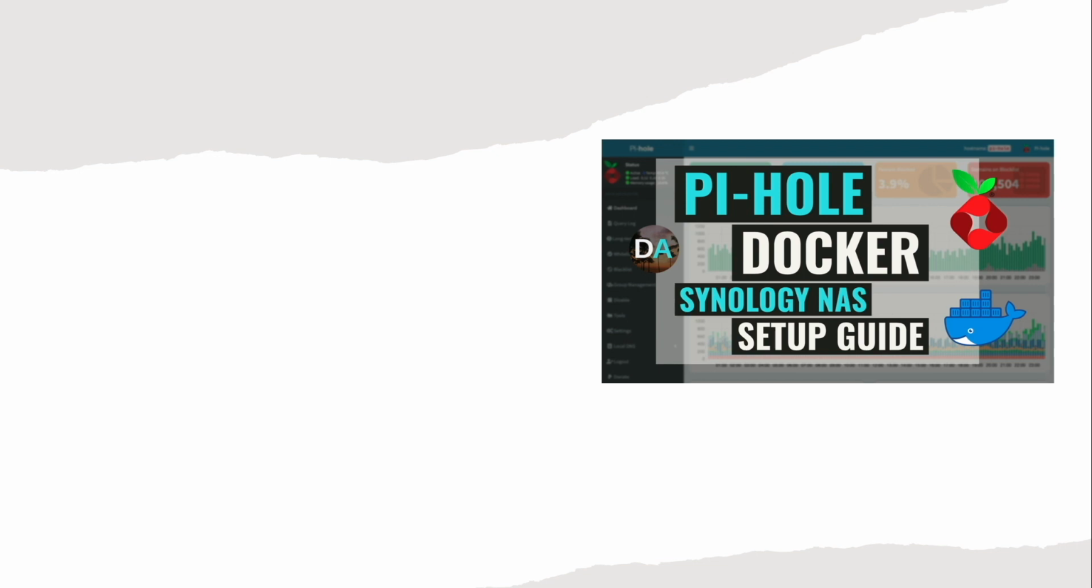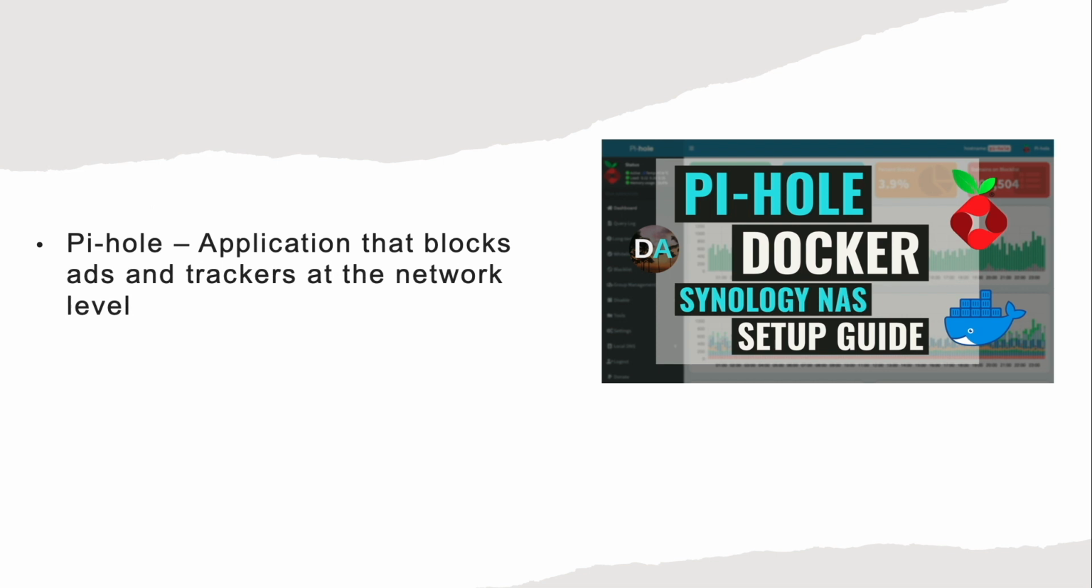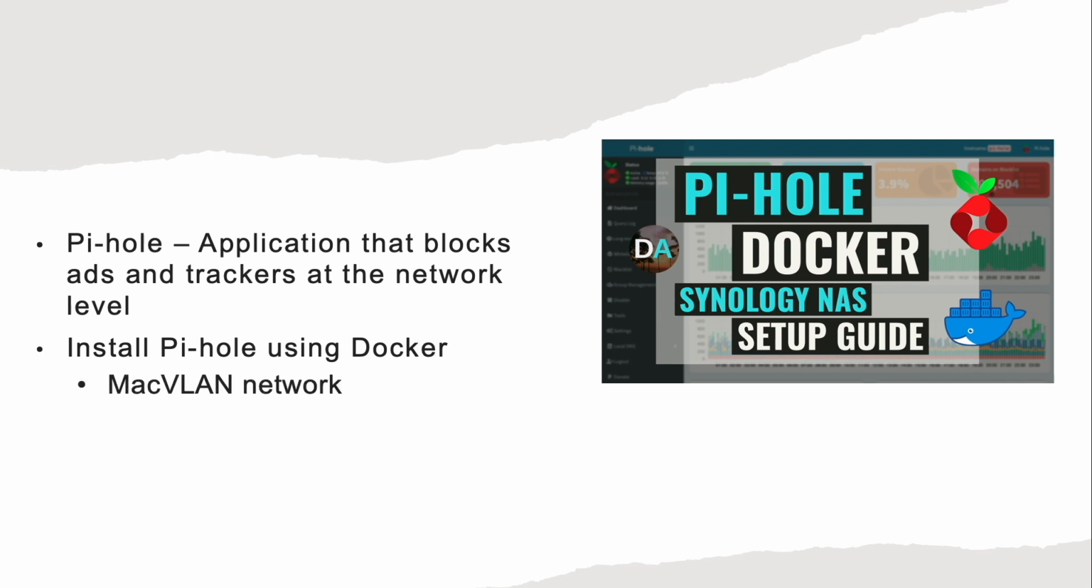In this video, I'll go over setting up Pi-hole on a Synology NAS. Pi-hole is an application that blocks advertisement and internet trackers at the network level and can be installed in a few different ways. For this video, I'll be using Docker, specifically with the MacVLAN network, to give the Pi-hole Docker container its own IP address so it doesn't conflict with the host Synology NAS, and a bridge network to allow the NAS itself and the applications running on it to take advantage of the Pi-hole container.